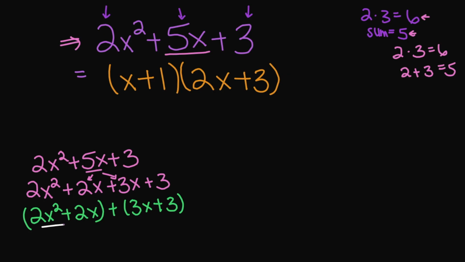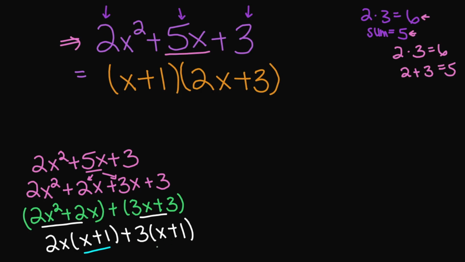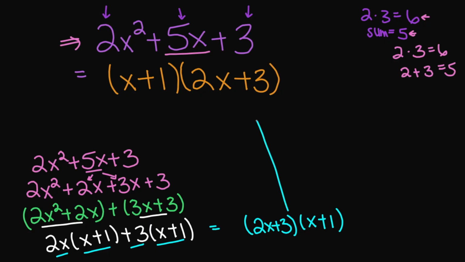What can I factor out of here? I can factor a 2x. So if I factor out a 2x, I'll be left with x plus 1. Plus, what can I factor out of here? I can factor a 3 out. If I factor out a 3, I am also left with x plus 1. Now notice I have x plus 1 here and x plus 1 here. Yes, I'm going to go ahead and factor that out. So x plus 1 is here, and then I'll be left with 2x plus 3. And this is the answer that we have right here.